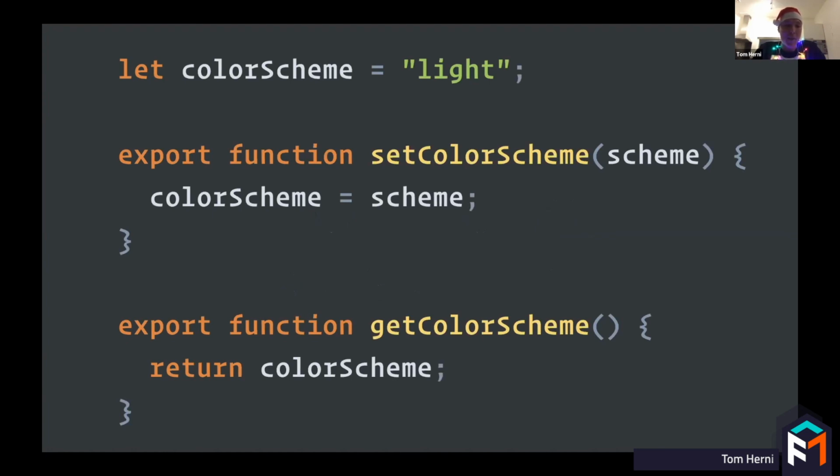So here we have two functions. The first function sets the color scheme, and this function can be used by the application. So the application can just set it to light or dark, and components could import this as well. Use the second function to reliably get what the current theme actually is. And that way, a component could do something specific for dark mode only.